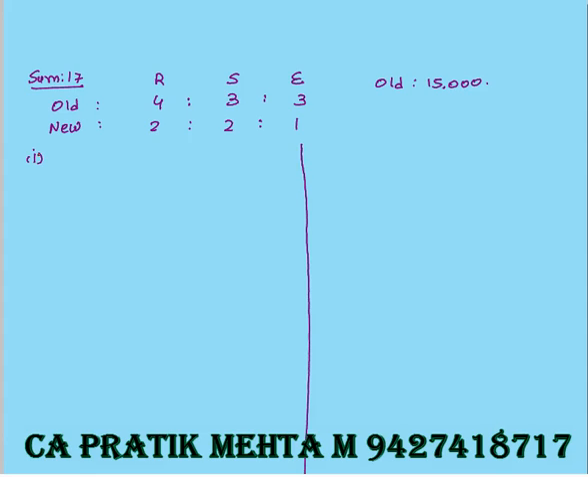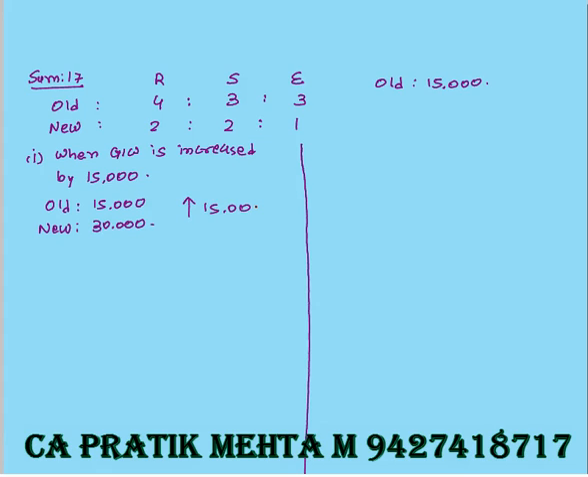Okay, case 1. What if the goodwill is increased by 15,000? So can we say the old value was 15,000? Now the new value will become 30,000. It is increased by 15,000, so we need to increase our goodwill amount by 15,000. We have already discussed: whenever we want to increase the value of goodwill, it will be increased in the old partners' old ratio. And goodwill is an asset. So increase का मतलब ये हुआ कि हमें goodwill का account debit करना पड़ेगा. So the entry is going to be goodwill account debited 15,000 to old partners, old ratio, that is RSE, 4:3:3. That comes to 6,000, 4,500 and 4,500. This is the end of case number 1.